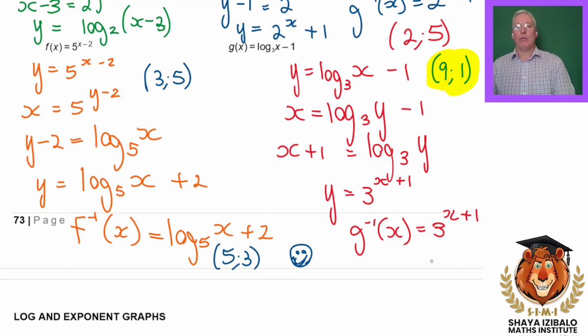3 to the 1 plus 1, we get 3 to the 2, and that's 9. I'm hoping that this makes sense. We are finding inverse functions.